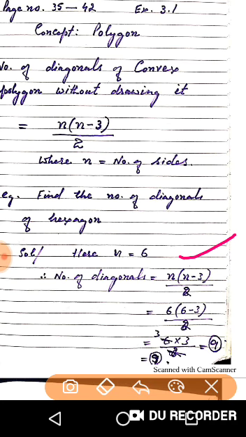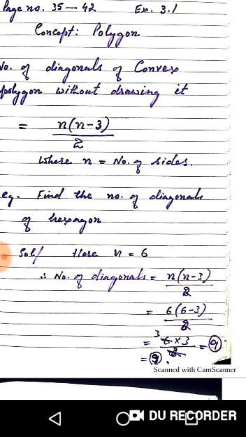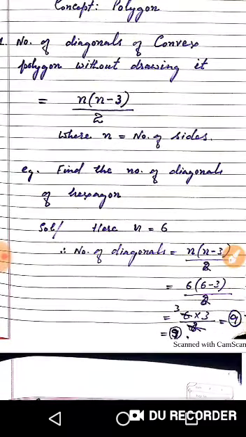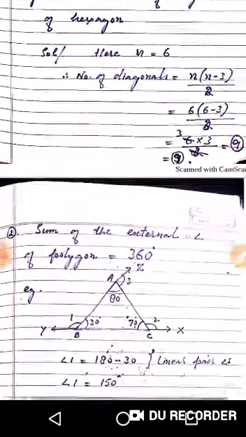Take 3 out of 6, you will get 3 divided by 2. Then reduce it. You get 2 ones are 2, 2 3s are 6, 3 3s are 9. So there are 9 diagonals of the hexagon. So in this way you can easily find the number of diagonals of any polygon with the help of this formula. Okay, this is one concept, that you can use this formula to find the number of diagonals.